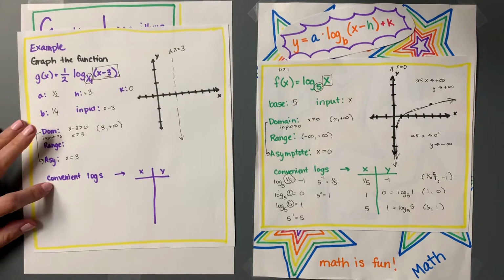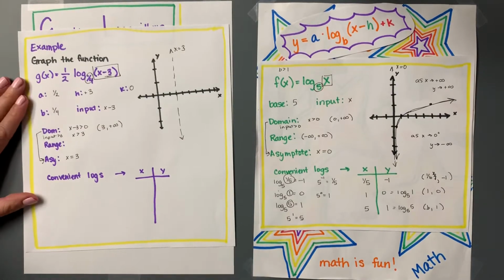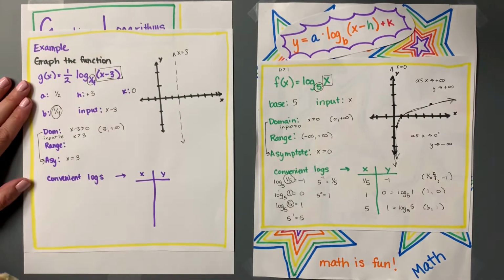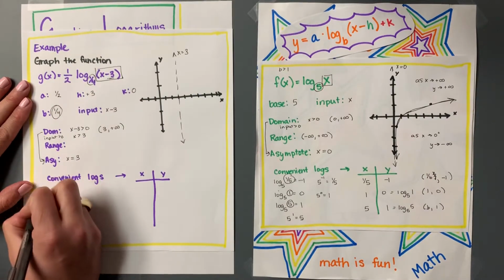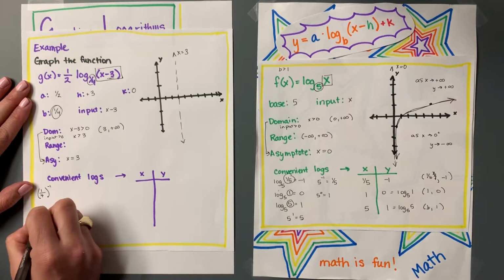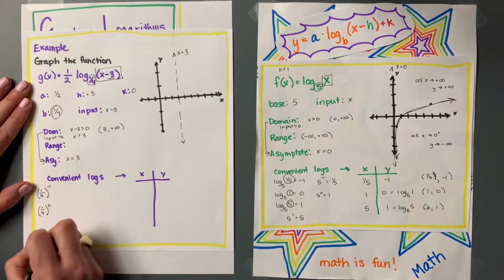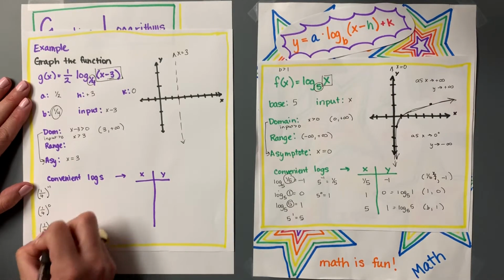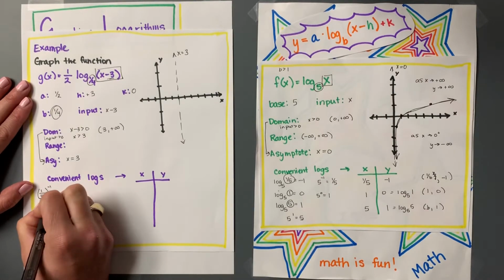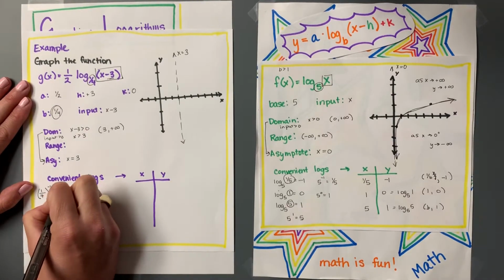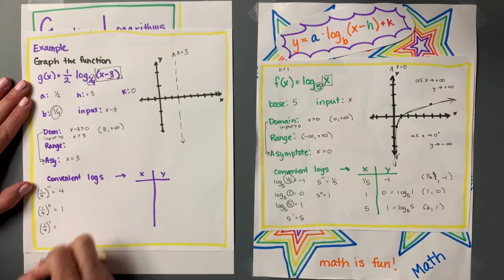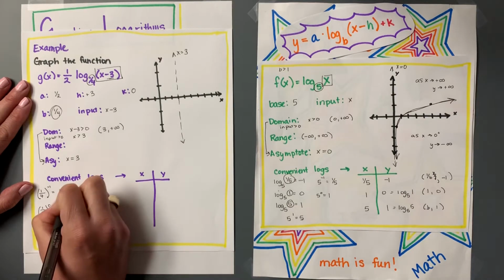All right, so now I need to think about my convenient logs. To do this, I'm thinking about my base of 1/4. I'm going to start with 3 exponential statements that are going to help me come up with 3 convenient logs. So 1/4 raised to the negative 1 is positive 4. 1/4 raised to the 0 is 1. And 1/4 raised to the 1 is 1/4.